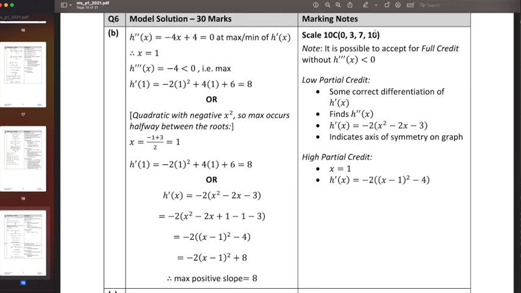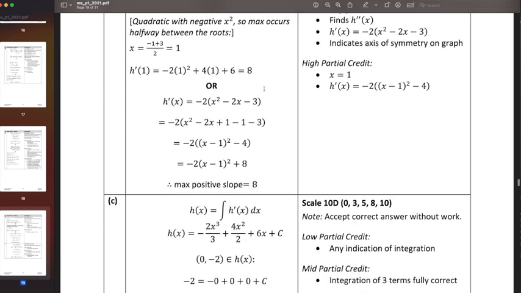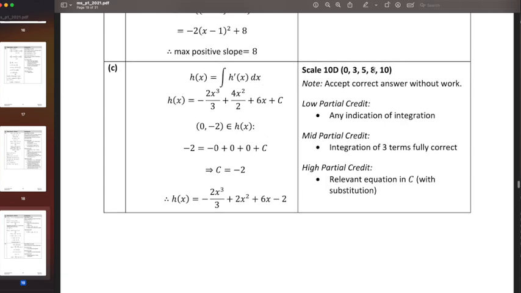And then in part B, there's a high partial credit of 7, and you get that if you find that the maximum occurs when x is equal to 1. So if you get the derivative of h prime of x, if you get h double prime of x equal to this, and you find that the maximum is at x equal to 1, then you get the high partial credit.